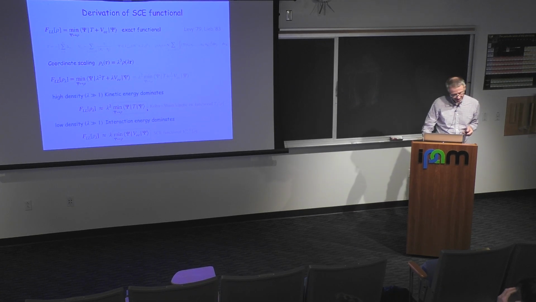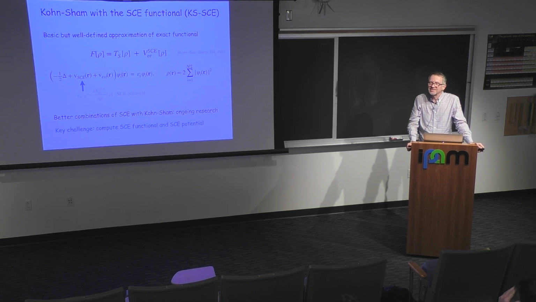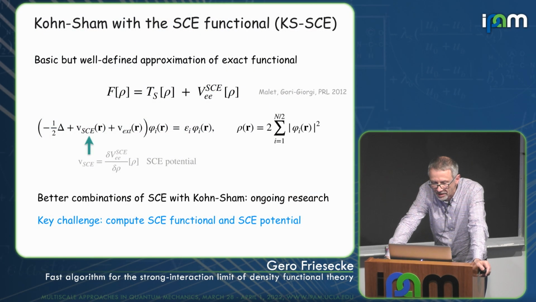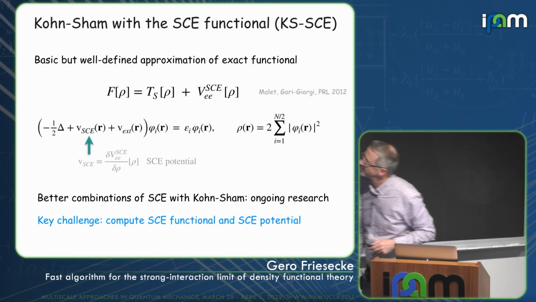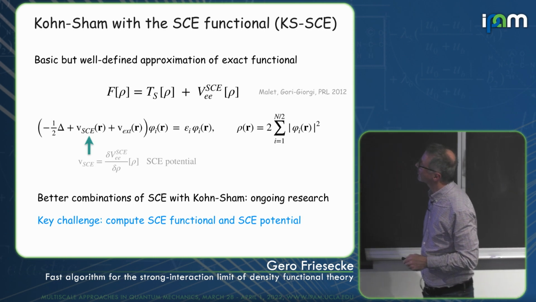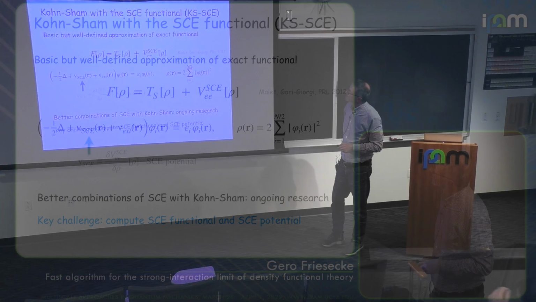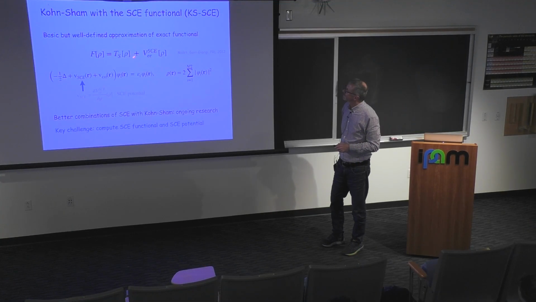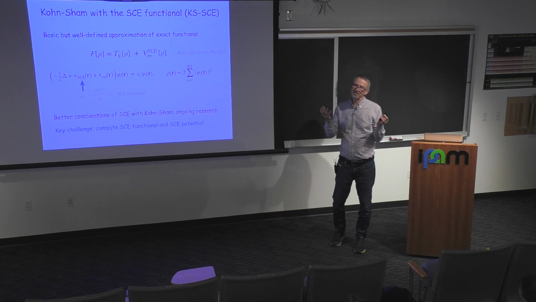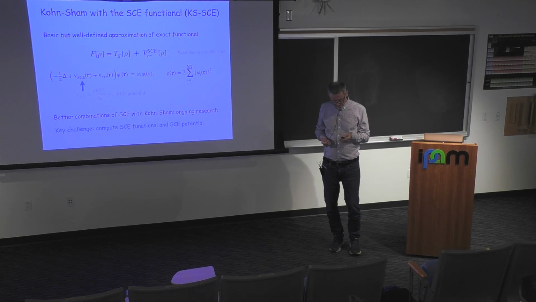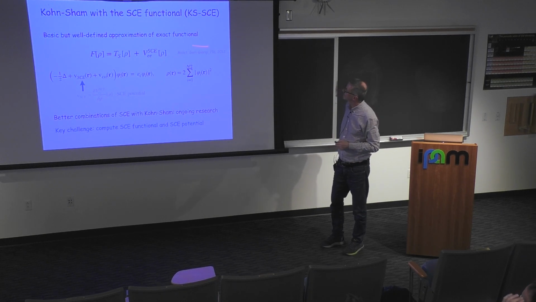Okay, so here we go. That's the derivation. Now, the way to add SCE into Kohn-Sham, the simplest and most primitive way, is just to add the two functionals. So use this as the Hartree exchange-correlation functional. Of course, that neglects that when you are supposed to minimize the sum of two terms, you can't minimize them separately. So that's an underestimation. But it's a useful first approximation introduced by Mirtschink and Gori-Giorgi in 2012 in PRL.